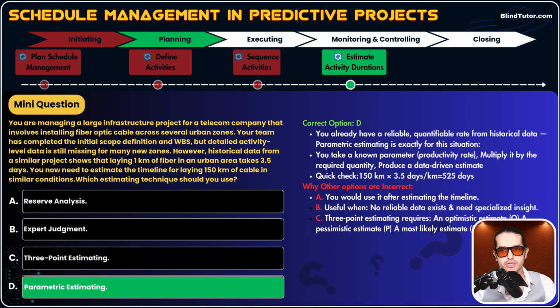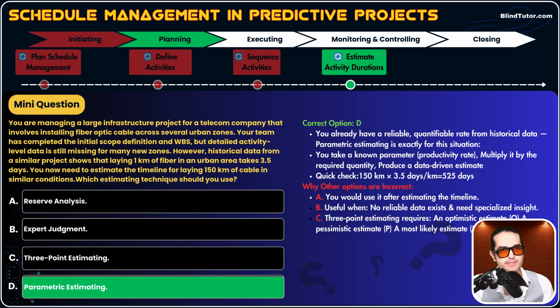Expert judgment, guys. Option B, we use expert judgment when we don't have reliable data. The question already gave us reliable data that 1 kilometer takes 3.5 days. Why don't we just use that reliable data? Why should we get expert inputs? Expert inputs are useful when no reliable data exists, and when you need specialized insights and conditions are highly variable, but in our question, we don't have these criteria.